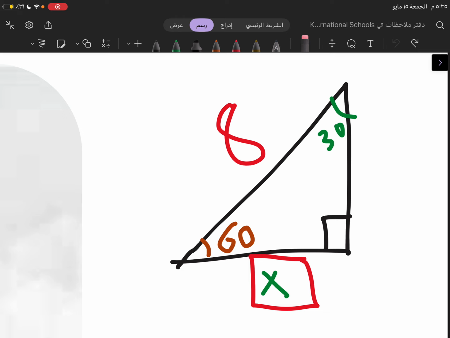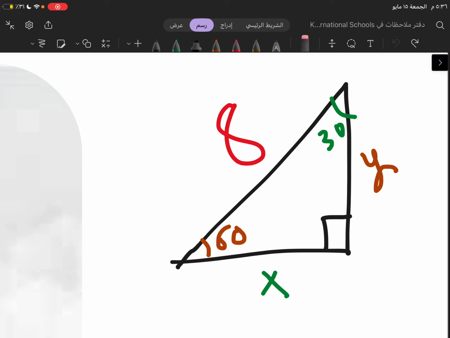Yes, we are good. Now, where is the medium side? Yes, the y is the medium side because it faces, or is opposite, the 60. These small details you have to pay attention to. Why? Because after you memorize the relation, you have to focus and know where is the smallest, the medium, and the longest side.